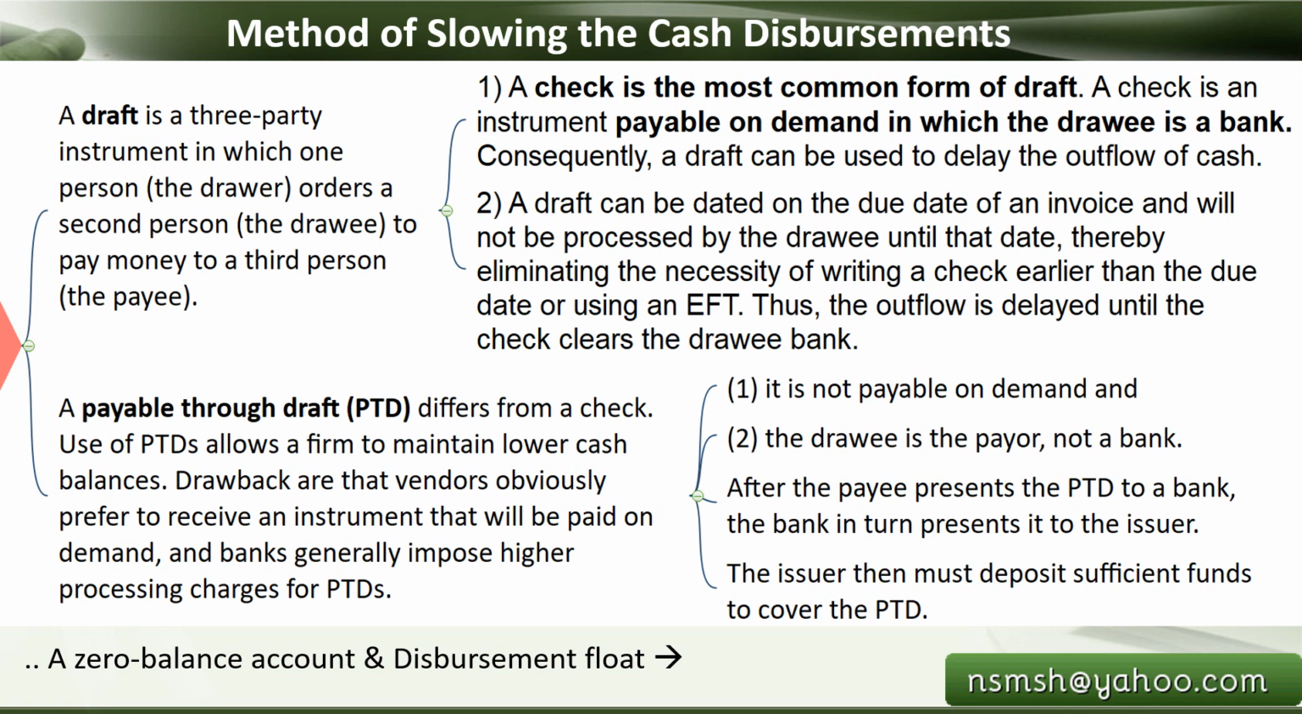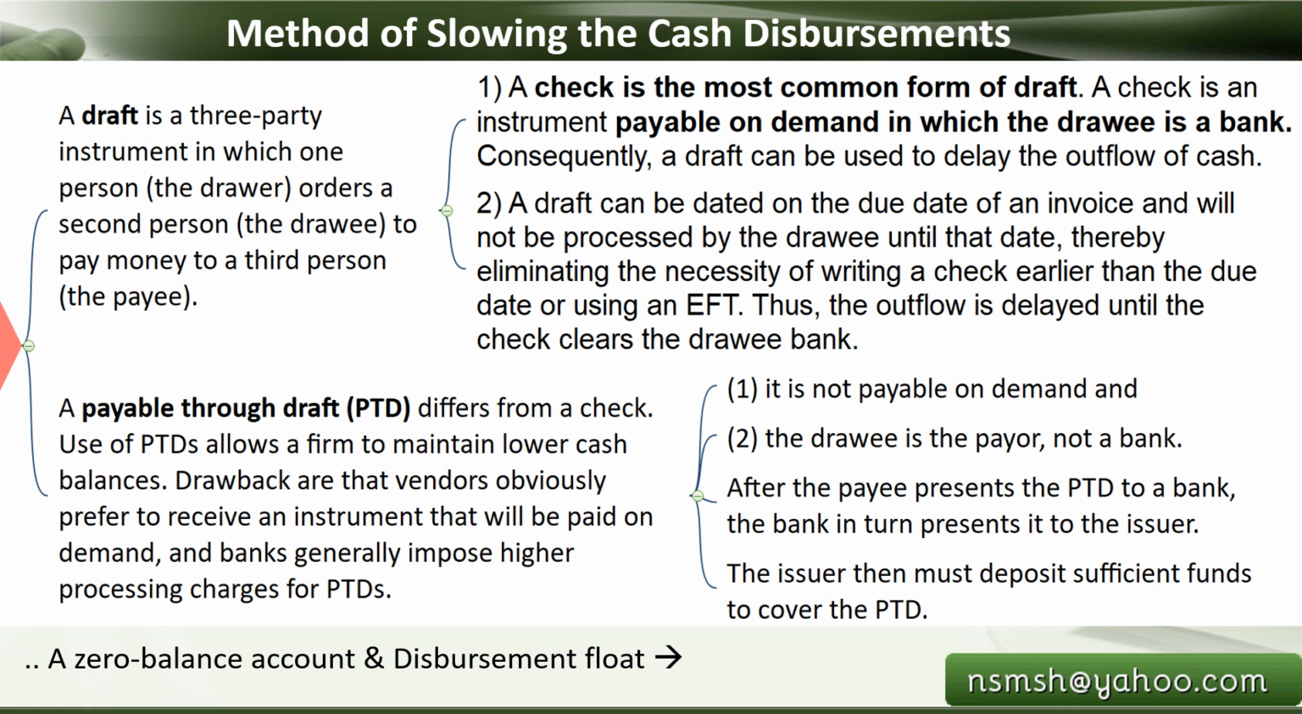So a draft can be dated on the due date of an invoice and will not be processed by the drawee until that date, thereby eliminating the necessity of writing a check earlier than the due date or using an electronic fund transfer. Thus, the outflow is delayed until the check clears the drawee bank. So this is an arrangement.